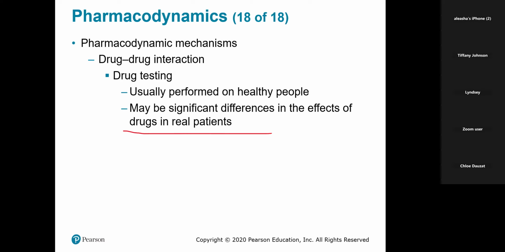And then lastly, that I'm going to cover today is drug testing. This is usually performed on healthy people, and this is not talking about the type of drug testing to see if there's an illicit substance within the body. This is to determine significant differences in the effects of drugs in a real patient. So it's a different type of drug testing than we would typically hear about.